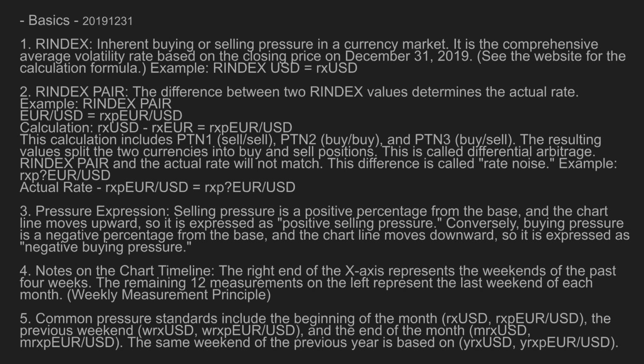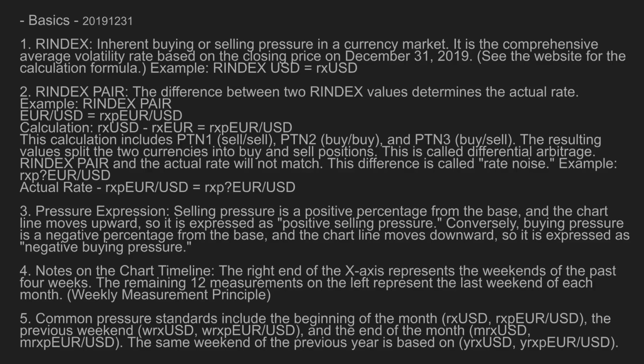Here are the rules. 1. RINDEX, the inherent buying or selling pressure in a currency market. It is the comprehensive average volatility rate based on closing prices as of December 31, 2019. See the website for the calculation formula. 2. RINDEX pair. The difference between two currency pressure values determines the actual rate.